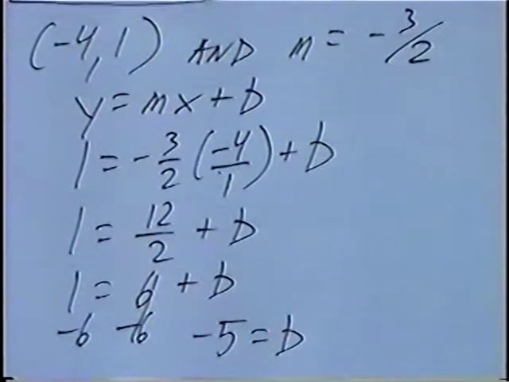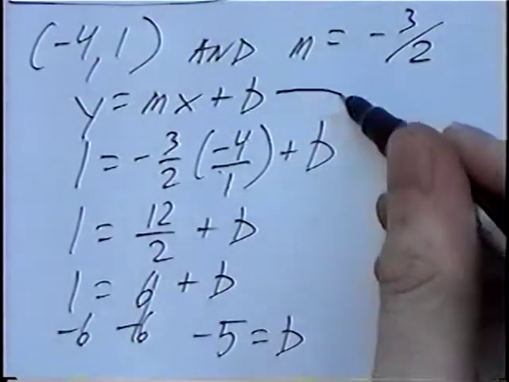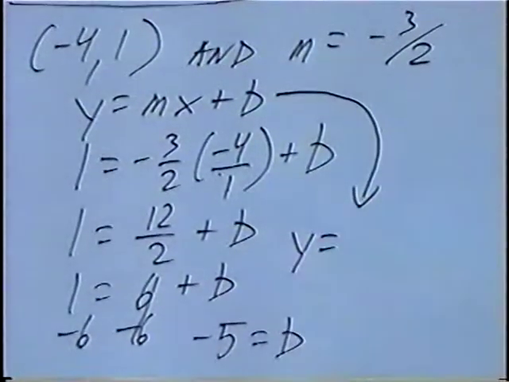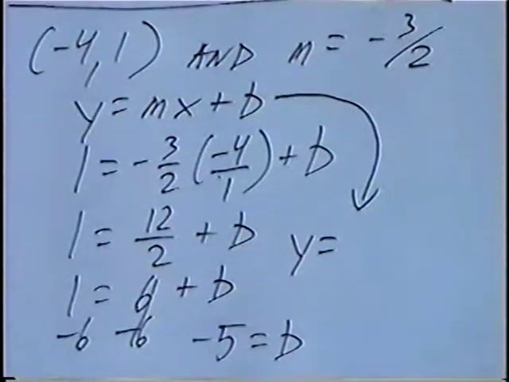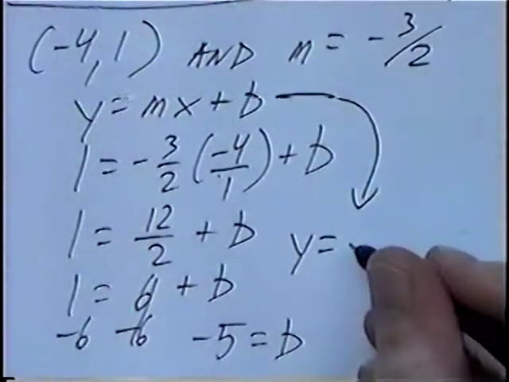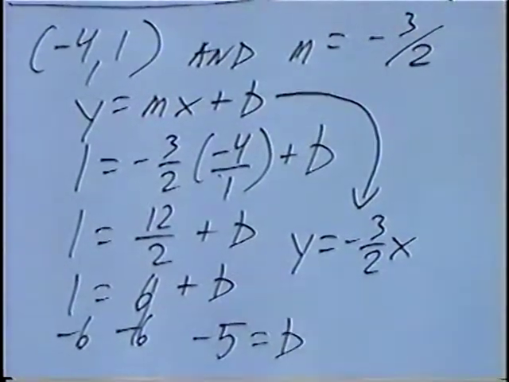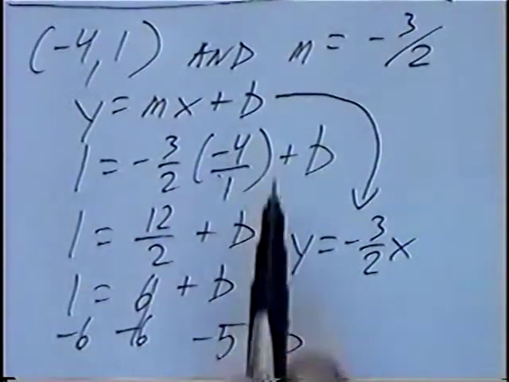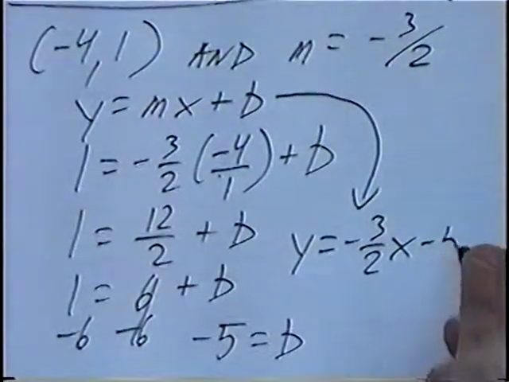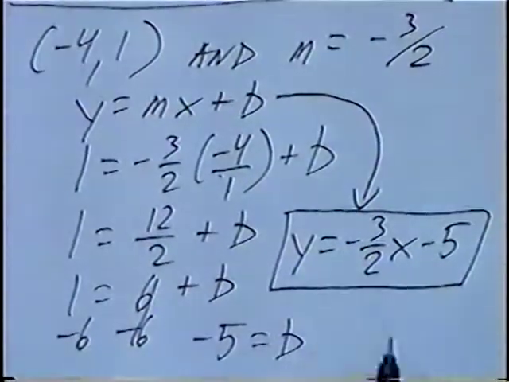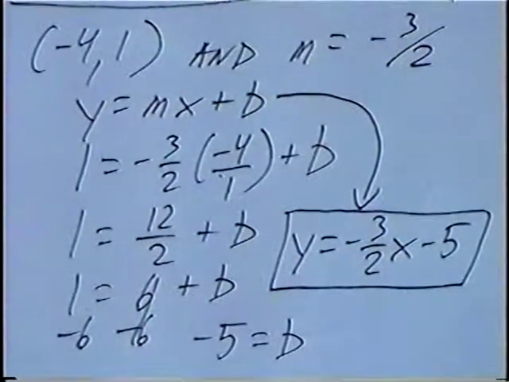Keep in mind the question is to find an equation. What we'll use is this top equation, y equals mx plus b. So our answer will be y equals m, which the original slope was given, negative 3 over 2, and we'll leave x and y in the equation, and instead of b, we'll use the value negative 5. So the equation of the line would be y equals negative 3/2 x minus 5.